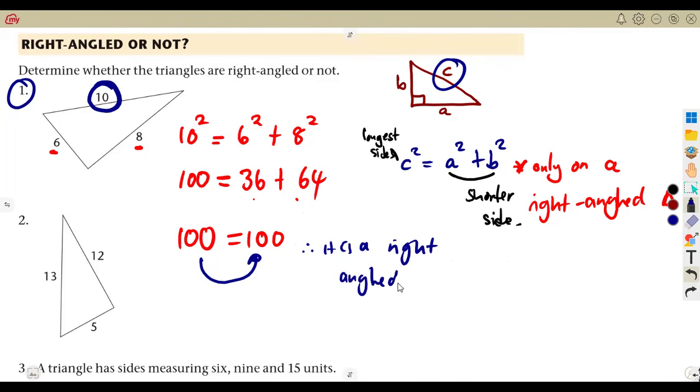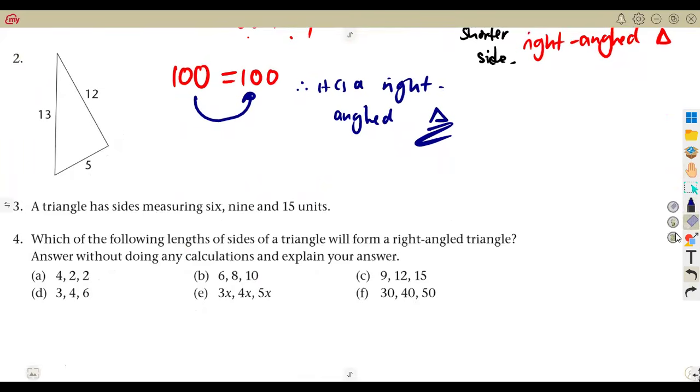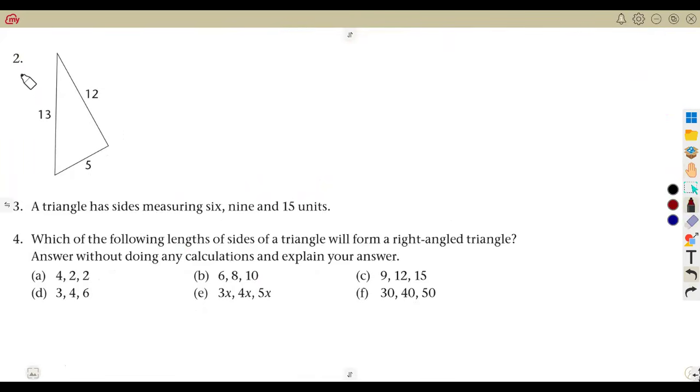It is a right angled triangle only because of this, if this is truly equal. If it is not equal, it is not. You work with the longest side, the biggest one, the hypotenuse, the one that you think is your hypotenuse.